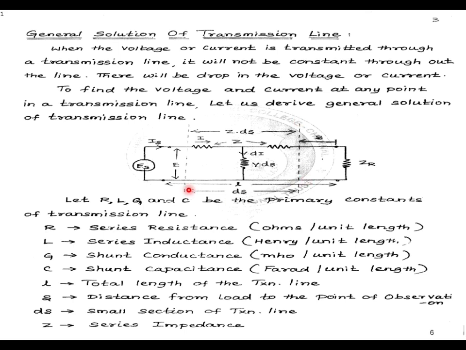The primary constants are uniformly distributed along the line. It may be either T sections or pi sections. Okay. See, already we know this. R is series resistance, L is series inductance, G is shunt conductance, and C is shunt capacitance. L is the total length of the transmission line, and S indicates the distance from the load to the point of observation, and DS is a small section of the transmission line, and Z is the series impedance, and Y is the shunt admittance.